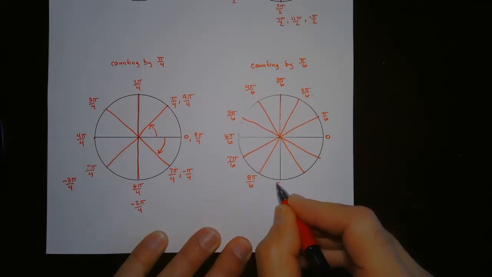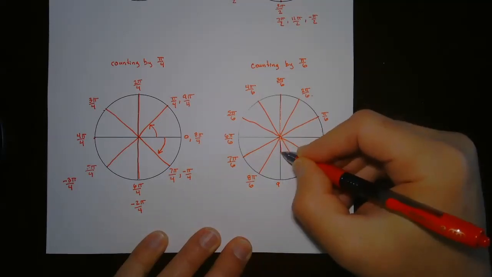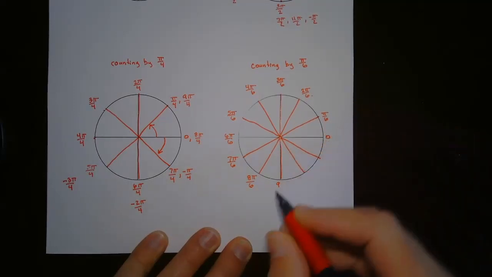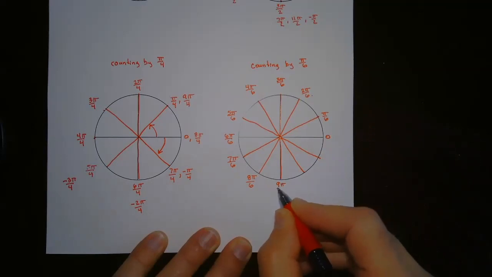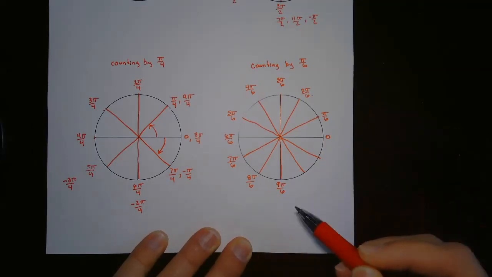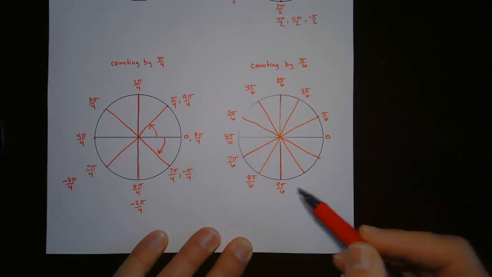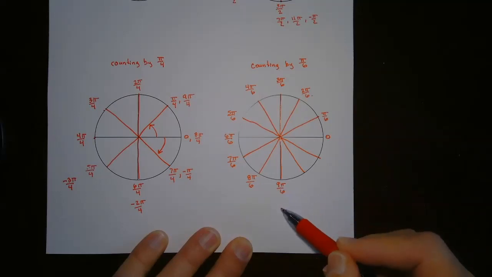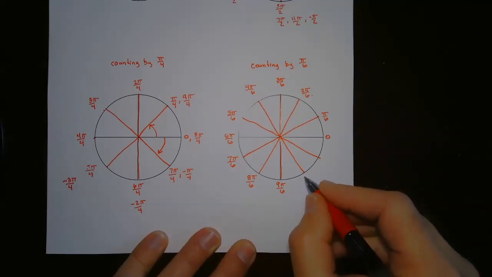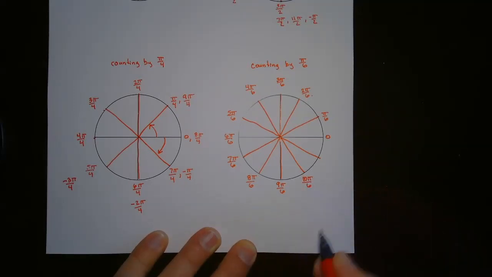And then this angle right here, and I should have drawn this one in too, would be 9 pi over 6, but nobody's ever going to call this one 9 pi over 6 because they're both divisible by 3. So they're going to call this one 3 pi over 2. And then this one would be 10 pi over 6. And no one's going to call this one 10 pi over 6 because they're both divisible by 2. So this is going to be 5 pi over 3.